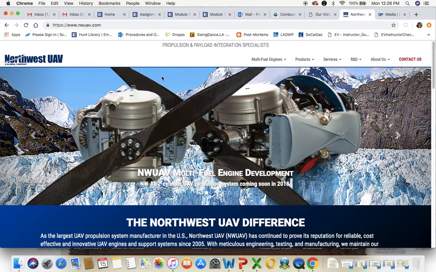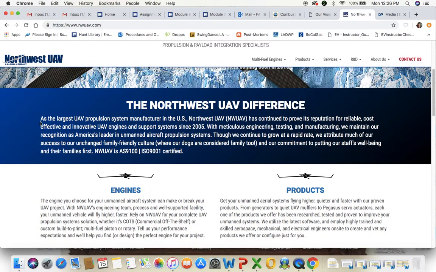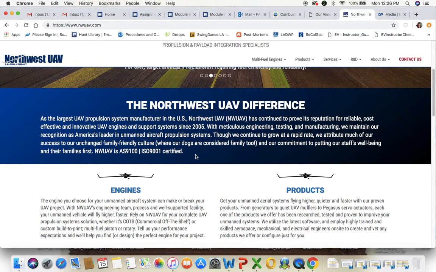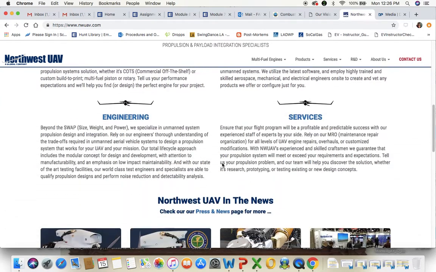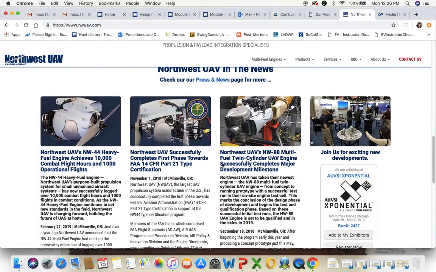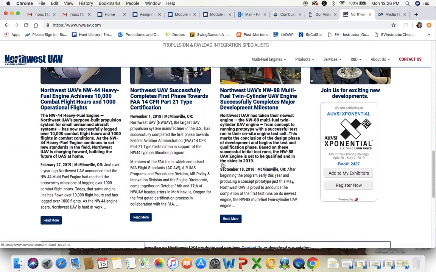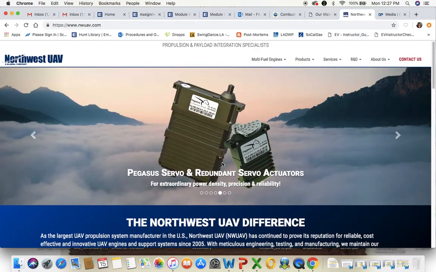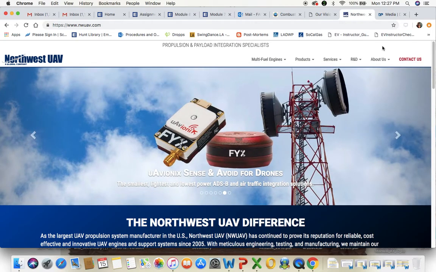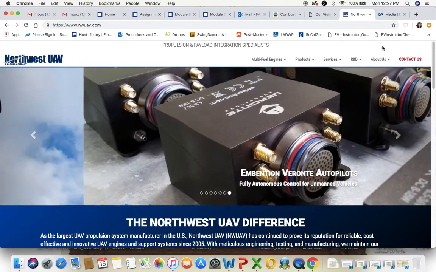The next one I found is this Northwest UAV company, and they are positioning themselves as the largest UAV propulsion system manufacturer in the U.S. They talk about what they make, their technologies. They definitely look legit, and so this would be a potential client. And before I talk about how you would position yourselves, the dynamic between you as the grant writers and the go-between between the client and the NSF.